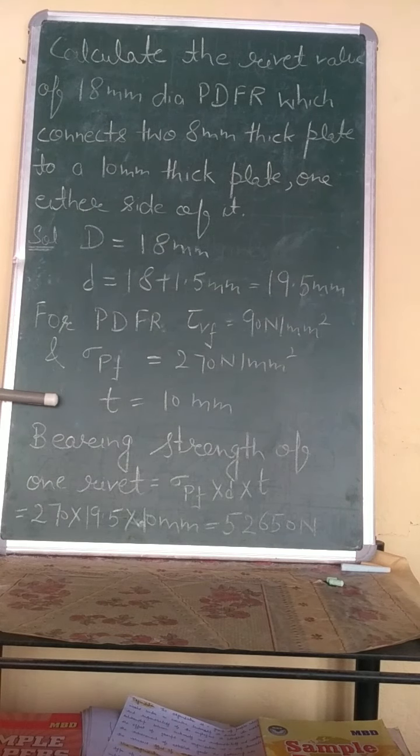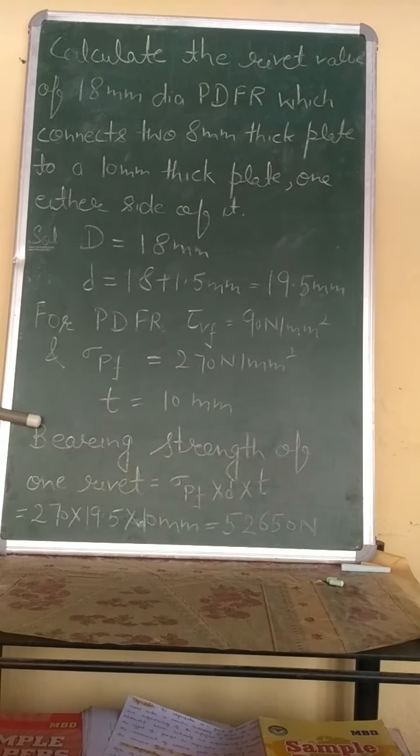Next, the value of t is equal to 10 mm. How do we get the value of 10 mm? It is the least value of 10 mm and 16 mm. We have two plates of 8 mm each, 8 mm plus 8 mm is equal to 16 mm. So we take the least value of 10 mm and 16 mm, that is 10 mm. Here the least value of 10 mm and 16 mm is t thickness, that is equal to 10 mm.